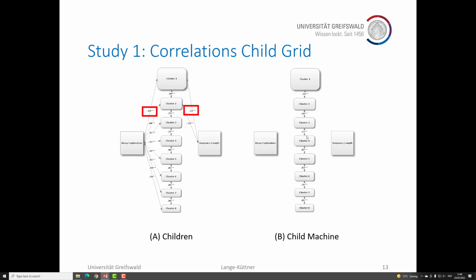What you can see is that in the child machine there aren't any correlations, but in the child player you can see that the primary cluster was negatively correlated to spatial exploration and positively correlated with sequence length. The direction of the correlation was exactly the opposite for the small clusters. So the small clusters were positively correlated with array exploration and negatively correlated with sequence length.